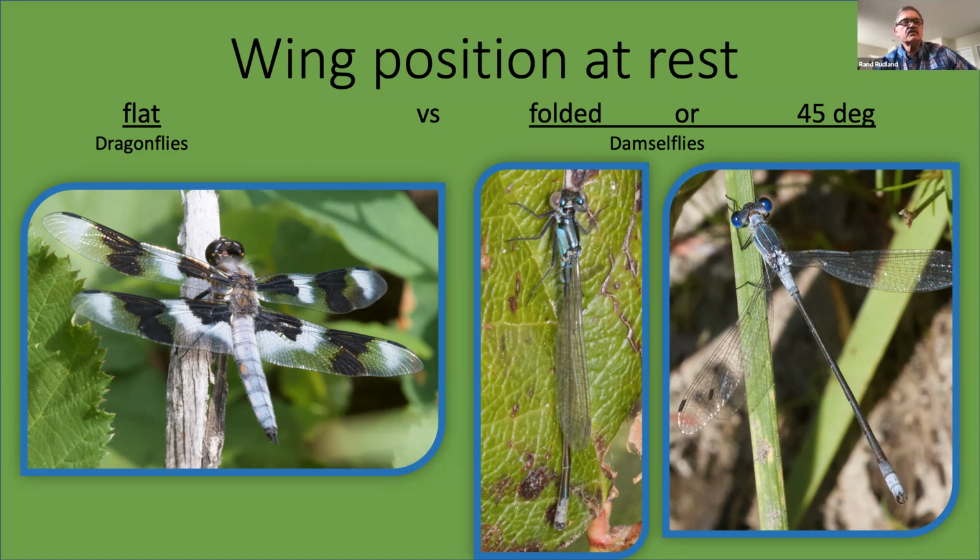So if you see a large dragonfly that's sitting with its wings flat out like on the left, this is a dragon. The two on the right are damsels, and in the middle, you can see the wings are folded directly over the abdomen. And on the far right, the wings are at 45 degrees and they're much smaller. So this is called the spread wing, and we'll talk a little bit about that. But that's one major difference for identifying or separating these two groups.